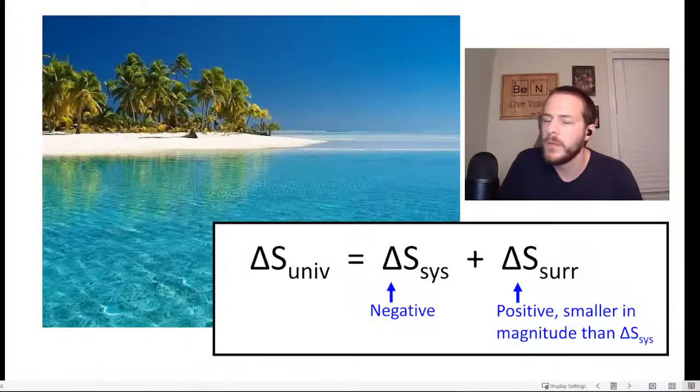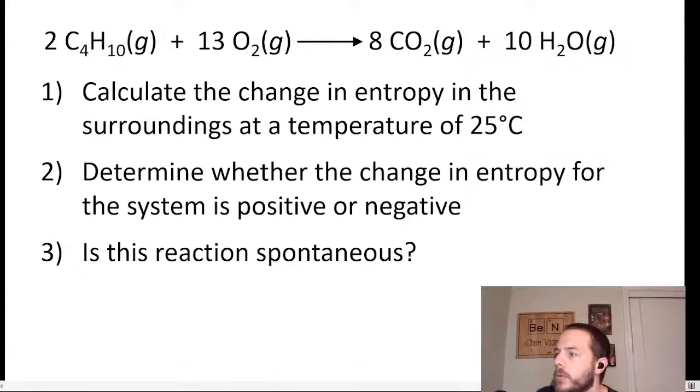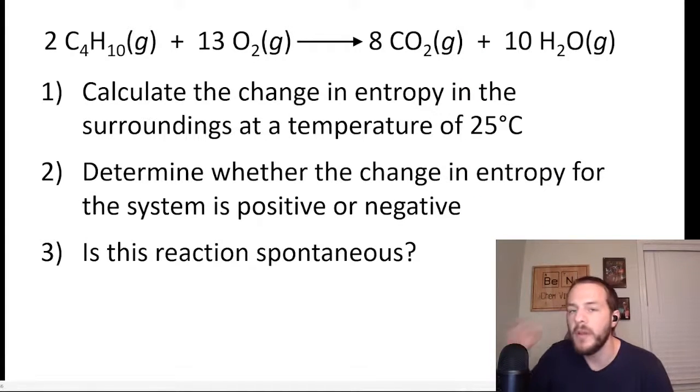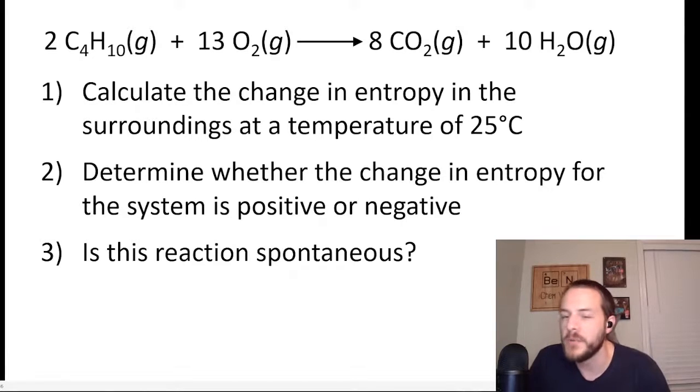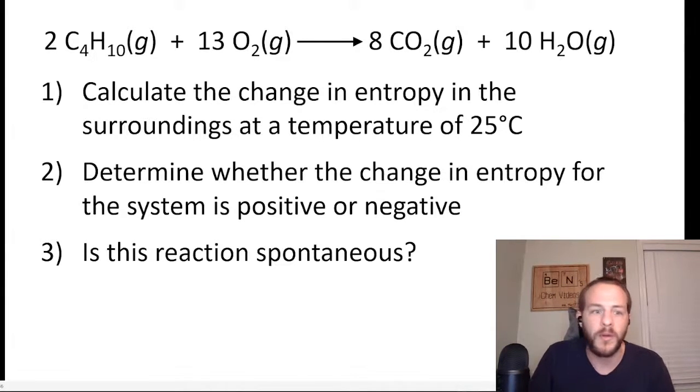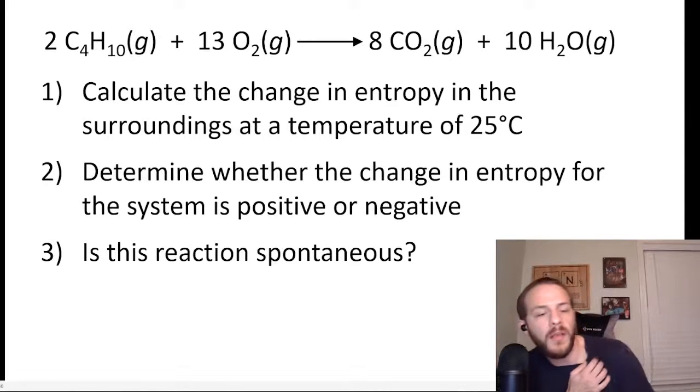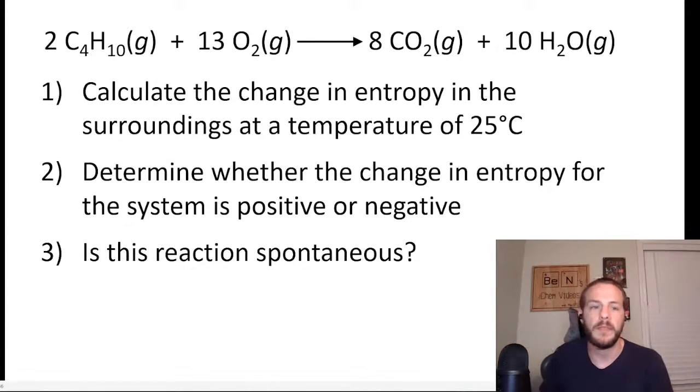Okay, so here's the problem. This is the same chemical equation that we saw before, the combustion of butane. The first part of the problem says to calculate the change in entropy in the surroundings at a temperature of 25 degrees Celsius. The second part says to determine whether the change in entropy for this system is positive or negative. And third, it simply asks us, is this reaction spontaneous? Very good questions.